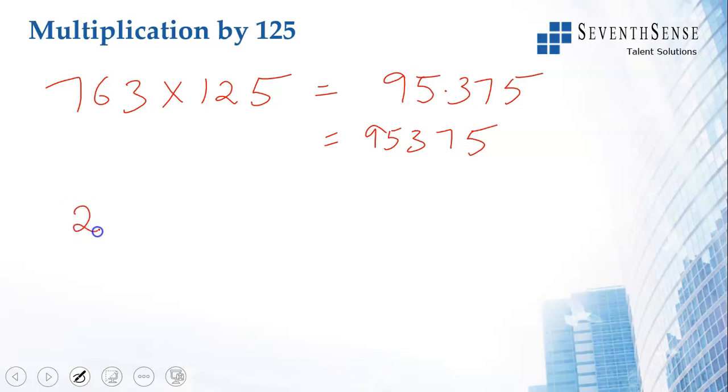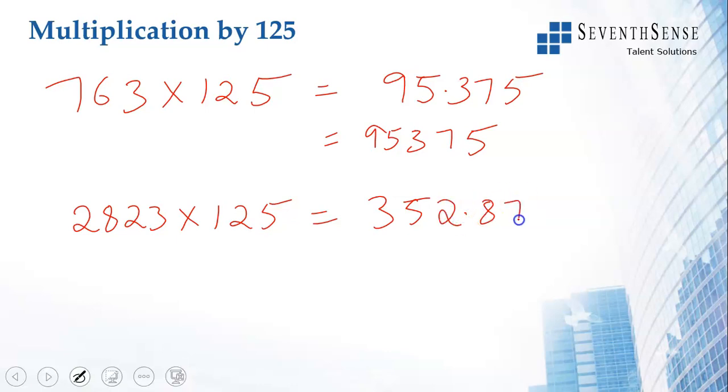So let us look at a 4-digit number. 2823 into 125. You divide by 8. 28 by 8, 3. Then 4 remainder, 42, 5. Then another 23, which means 7 is the remainder. So 0.75 is 875. So 352.875 into 100, 352.875.